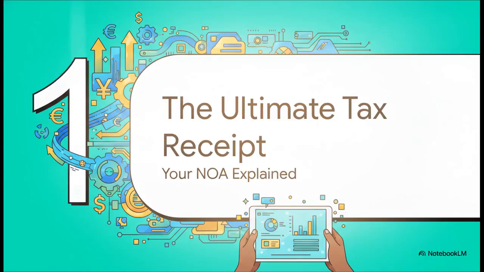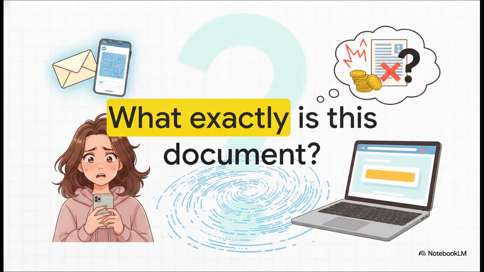Section 1. The ultimate tax receipt. So what exactly is this document? You know the one. Every single taxpayer gets that sudden knot in their stomach when they see an official CRA envelope pop up in their inbox or drop into their physical mailbox. But it's time to stop seeing these documents as intimidating paperwork and start seeing them as the empowering tools they actually are. Let's break this down.